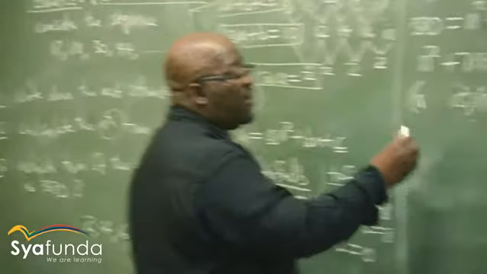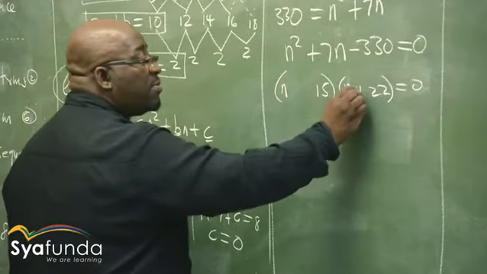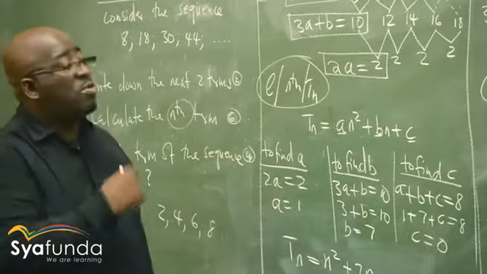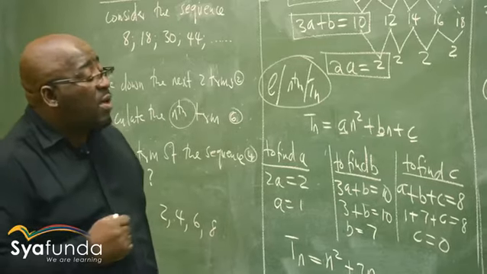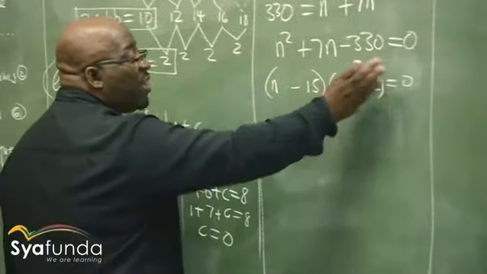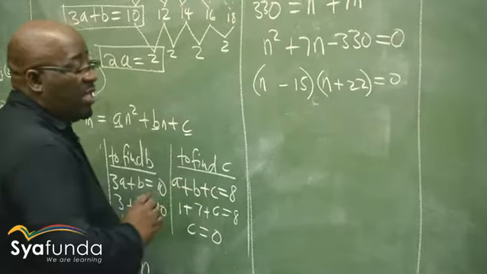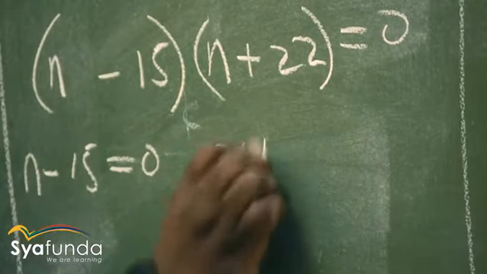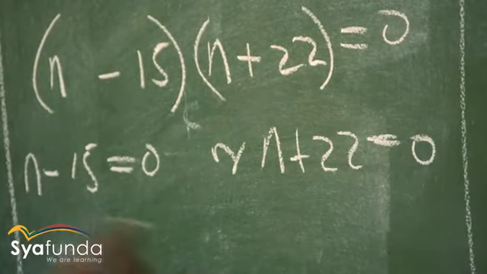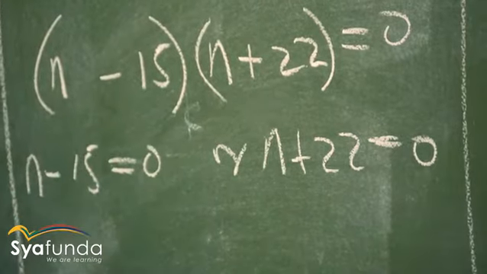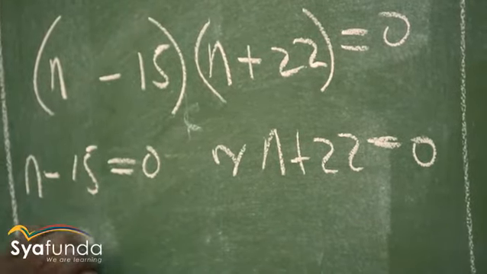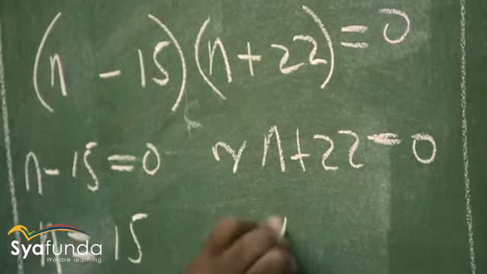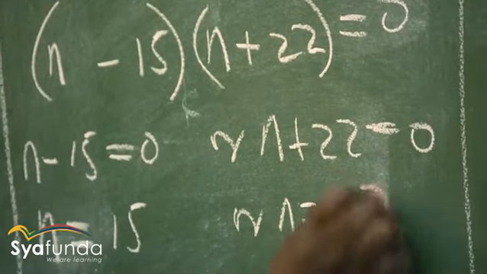Right, let's see what we have. We've got plus there, therefore the bigger one must be positive and the smaller one must be negative. 15 times 22, you must get 330. I am multiplying two terms and getting zero, so one of these terms must be equal to zero. So it can happen that n minus 15 is equal to zero, or n plus 22 is equal to zero. One of them is zero for me to get zero. Now, what is the value of n? In this particular case, n would be equals to 15, or n will be equals to minus 22.